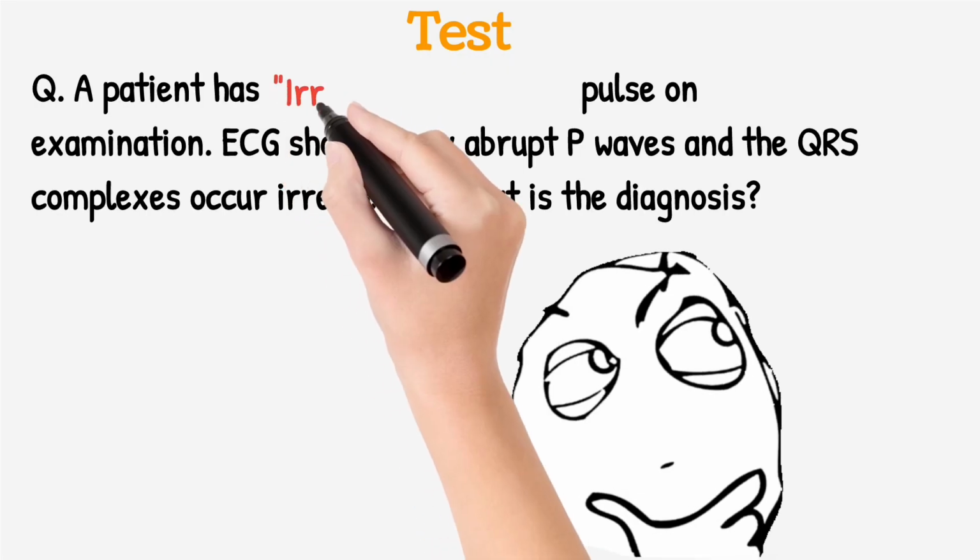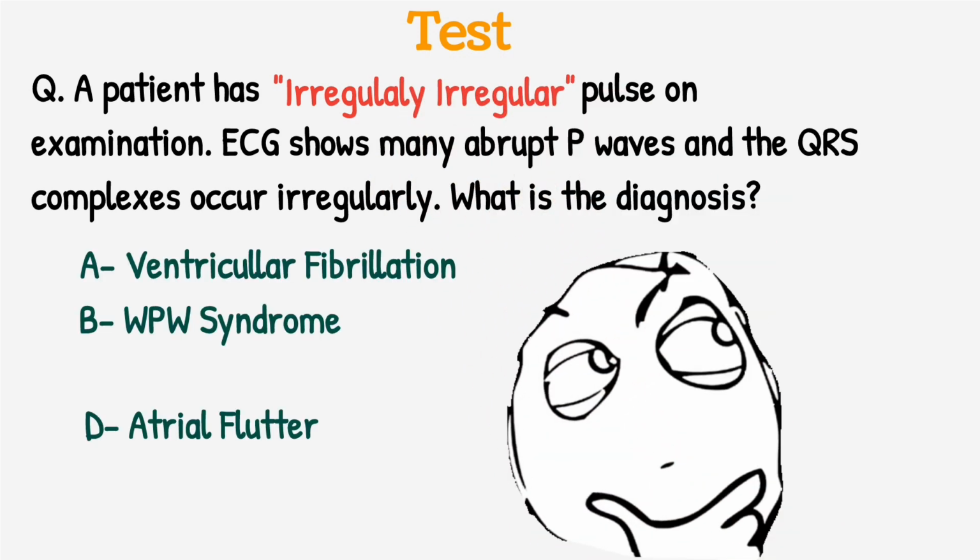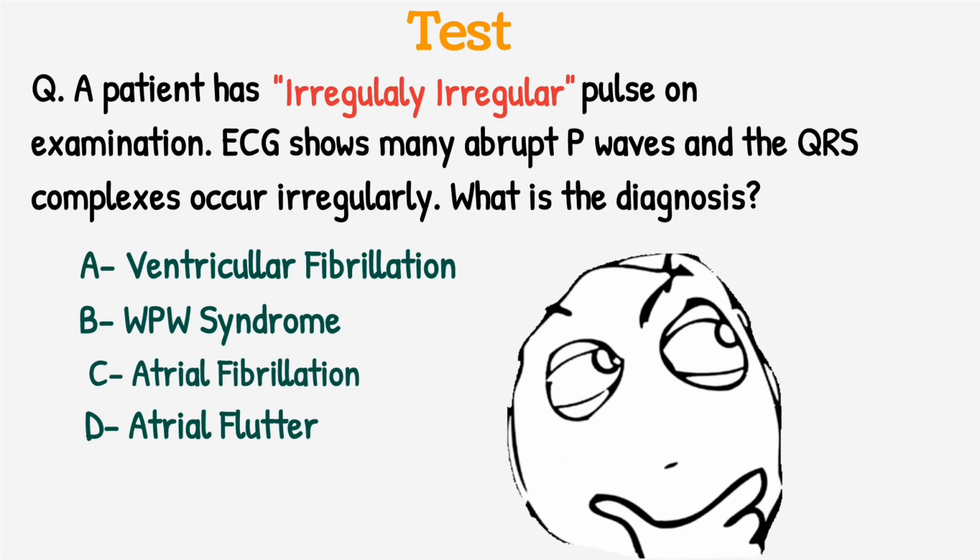The catch point in this question is an irregular pulse, in which PR intervals are unequal, which occurs in atrial fibrillation. So the correct option is C.